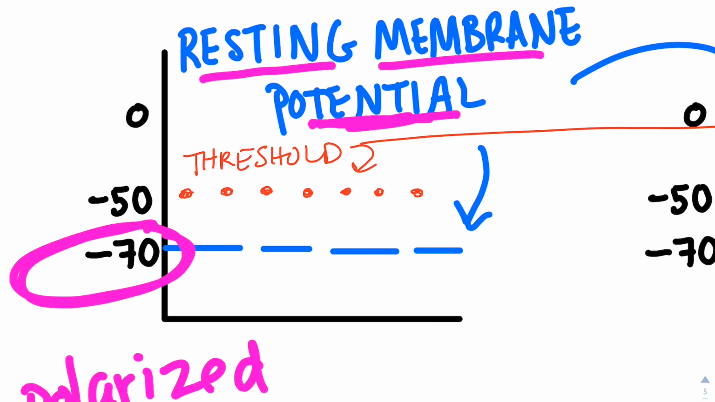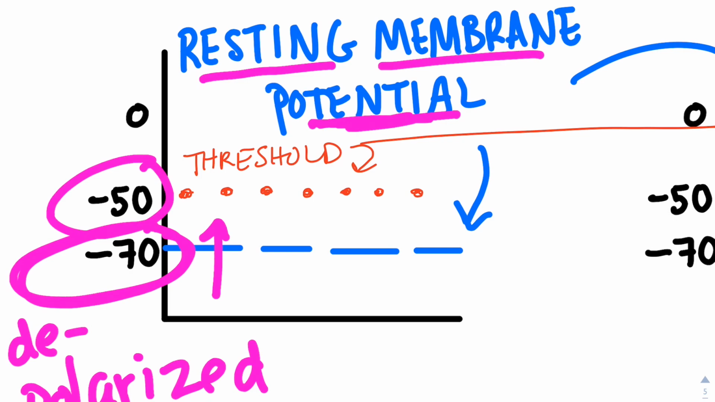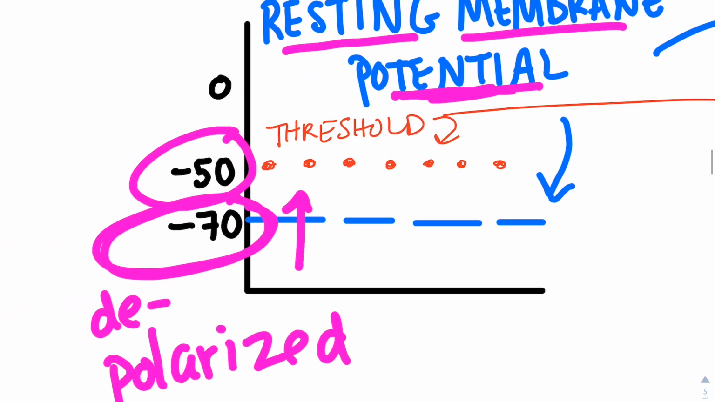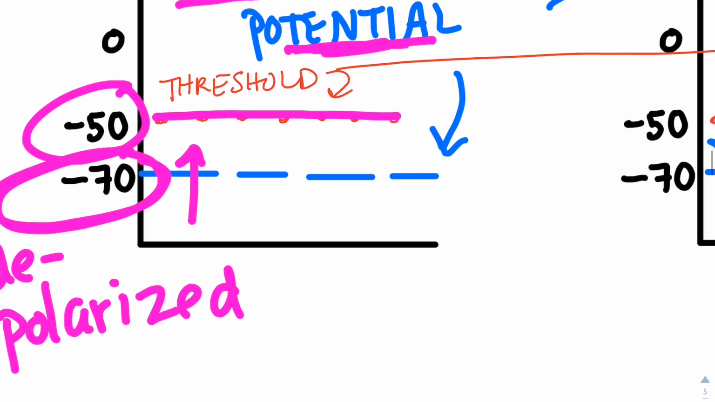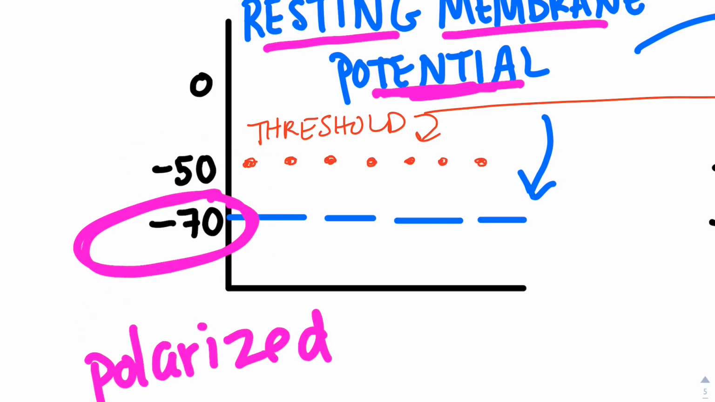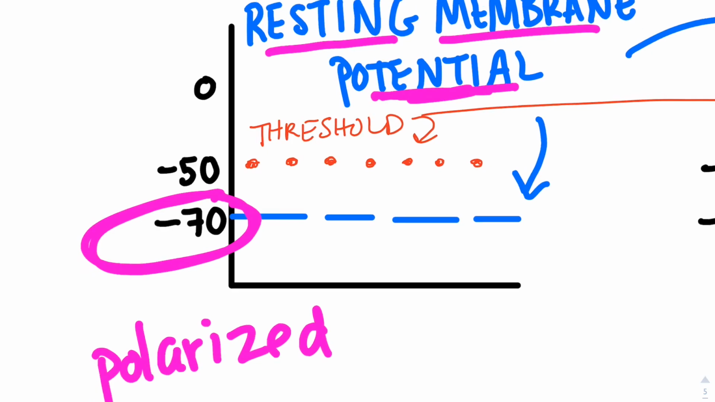We would depolarize it and achieve negative 50. So as it gets closer, like as the cell gets more positive, going that way during an action potential, when it reaches this negative 50, that's the sweet spot to achieve an action potential and send that message along. But while it's resting, we're going to just forget about that for now. We're going to just have a polarized neuron, and it's going to be about negative 70.